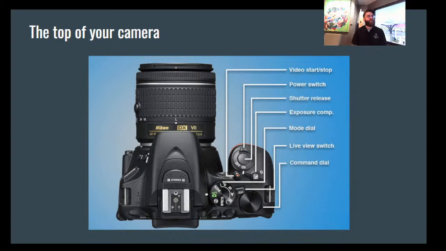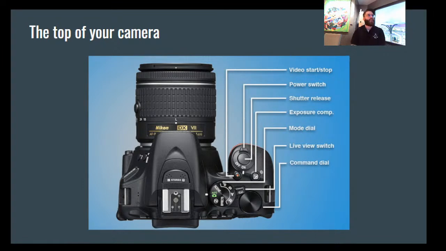Next to all of that, you'll see a video start and stop button. The video button is typically going to be a red dot somewhere on the camera. Some of the modern cameras don't have that anymore. There's a switch, or the dial mode you can turn to get to video, but for the majority of cameras, you will see a video start and stop button on there.